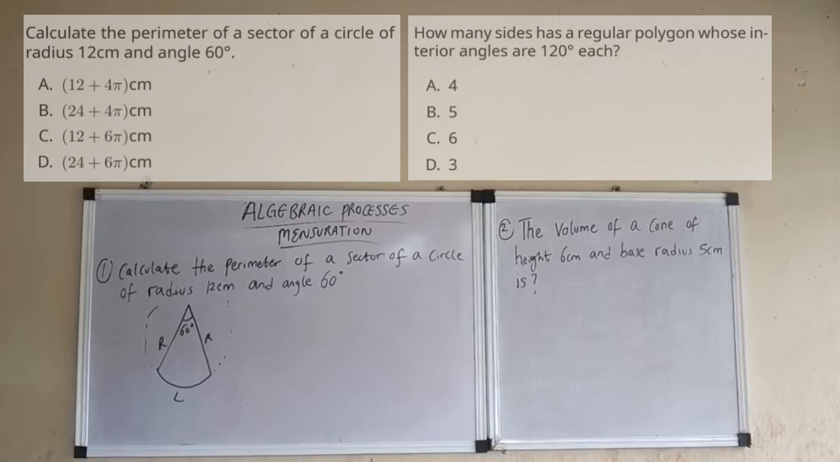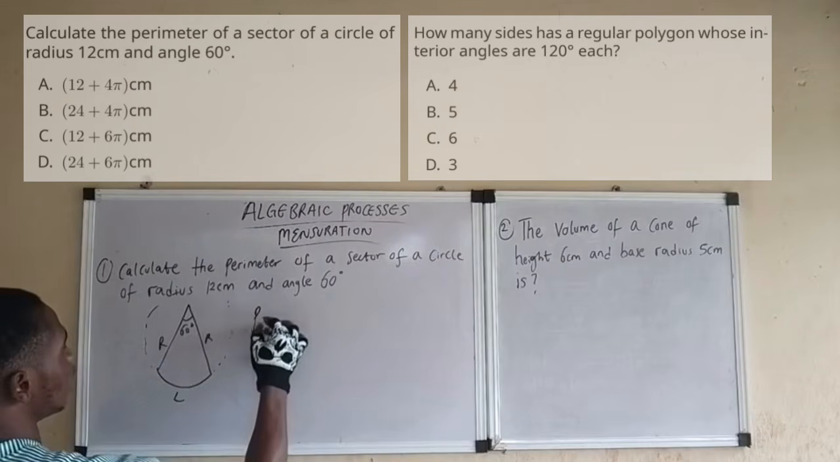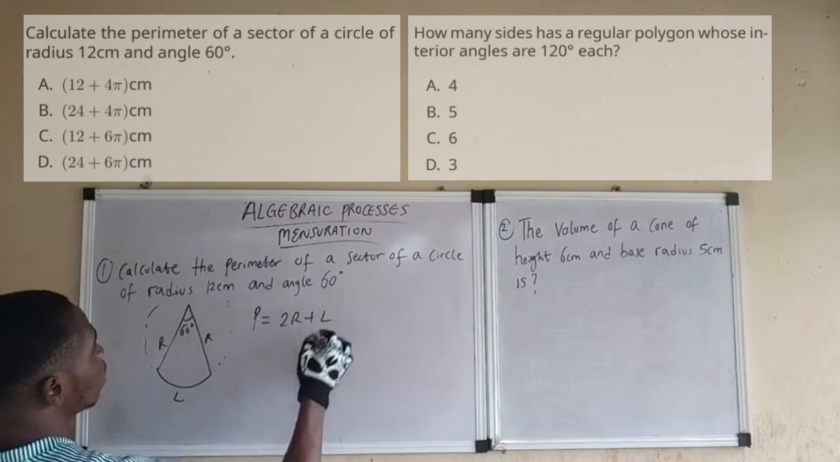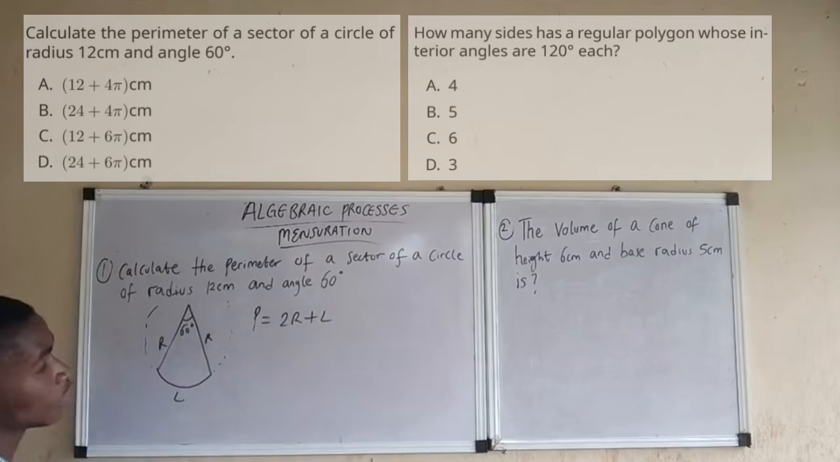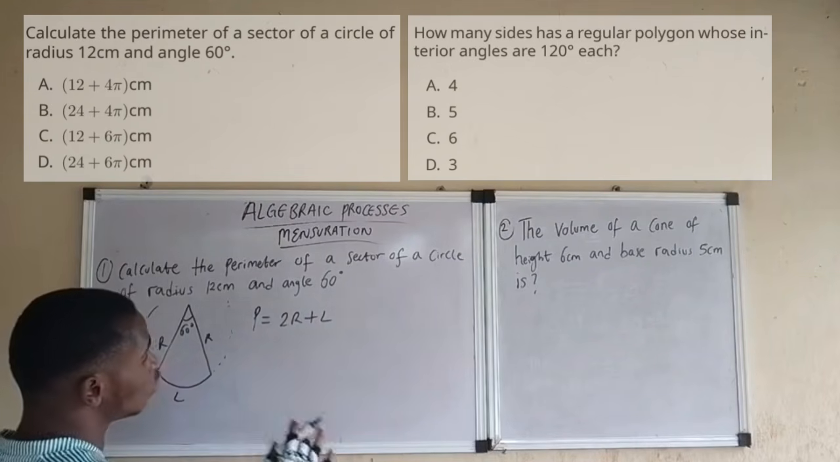So we are going to apply that formula in getting the length of the arc and add the 2 radii to it. You understand? So perimeter just simply means add all the length you are seeing. So the perimeter of this sector, P, is equal to what? 2r plus L, where L is, sorry, L is theta over 360 times 2 pi r.